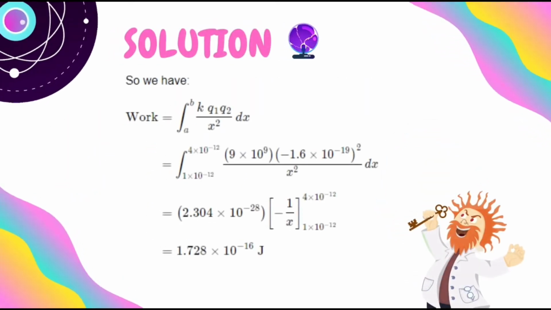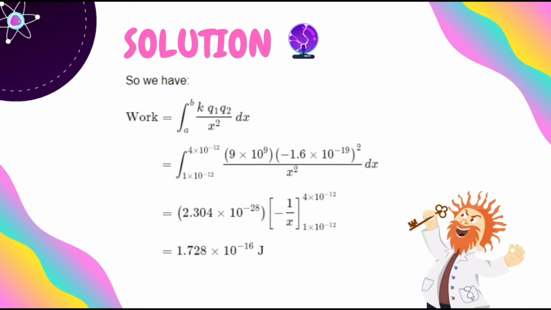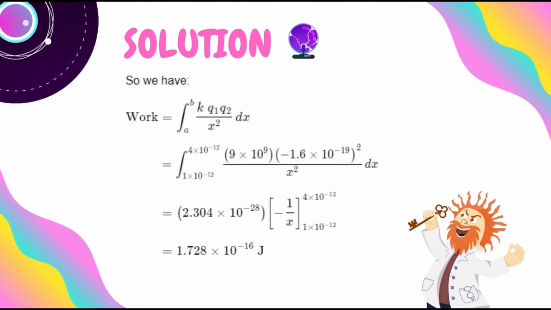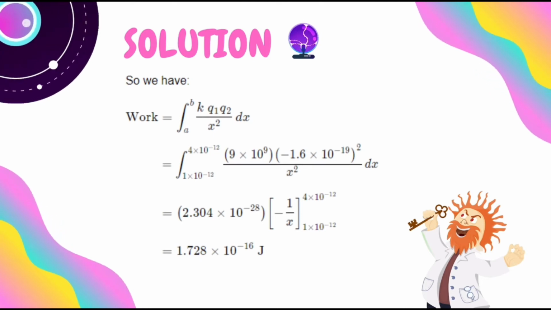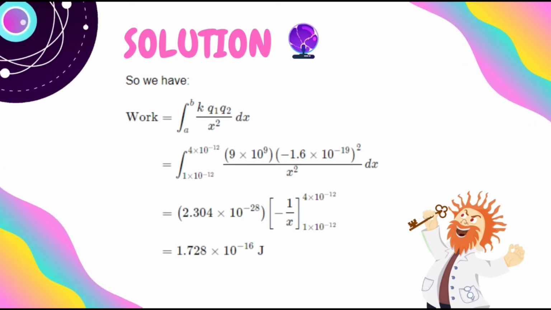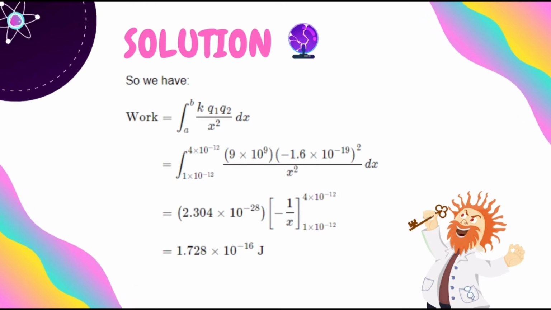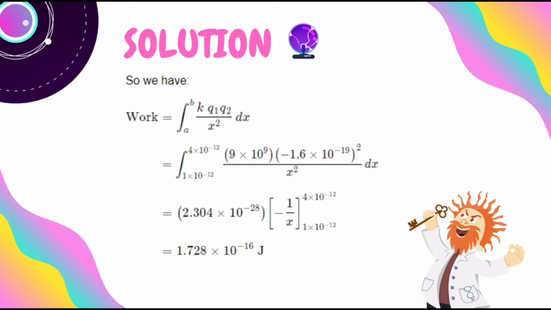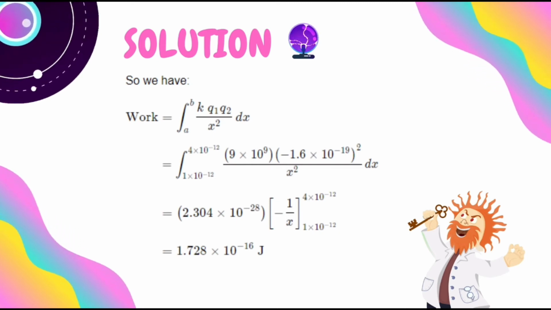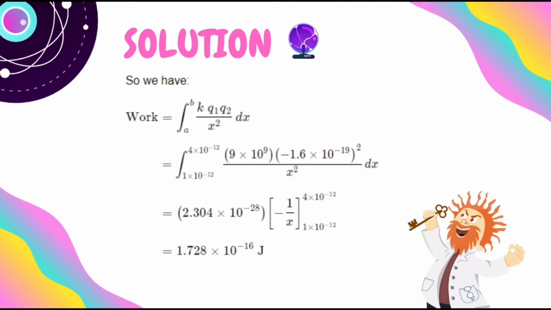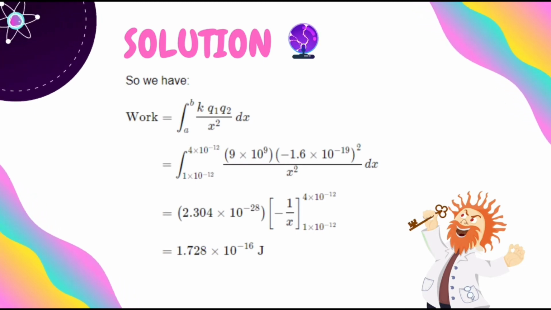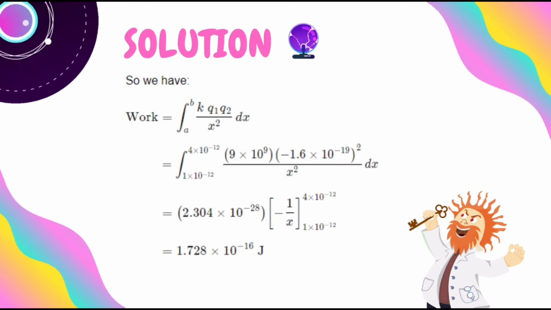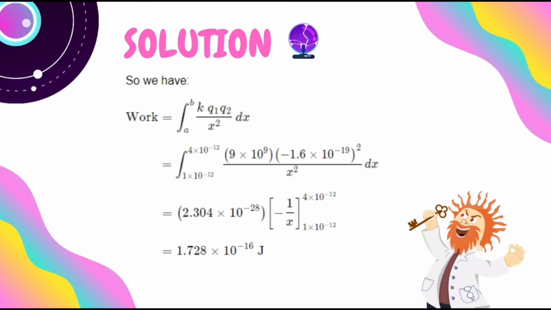Then we have the formula of work, the integral from a to b of k q1 q2 over x squared dx. So we integrate, the value which is 1 times 10 power of negative 12 to 4 times 10 power of negative 12, and we get the final answer, which is 1.728 times 10 power of negative 16 J.